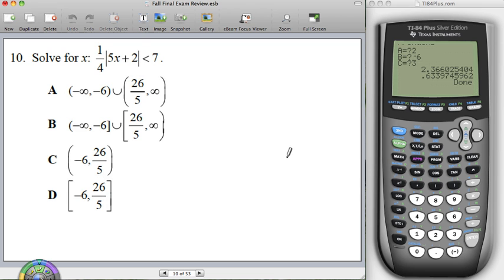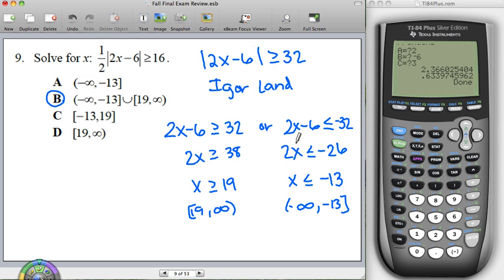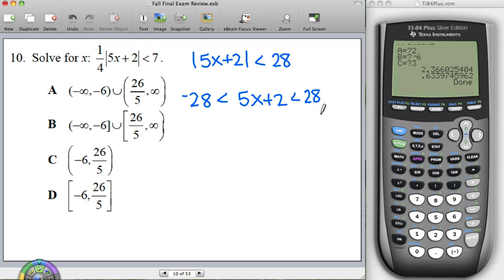Number 10, I'm doing the same thing, so I'm going to isolate my absolute value. So I multiply both sides by 4. So that gives me absolute value of 5x plus 2 is less than 28. I have a less than, which means I'm going to have an and inequality. With my and inequality, I'm going to rewrite it as negative 28 is less than 5x plus 2 is less than 28. So my and inequalities have my inequalities together. My or inequalities, like the previous example, have them separated. Subtract 2 from everything.